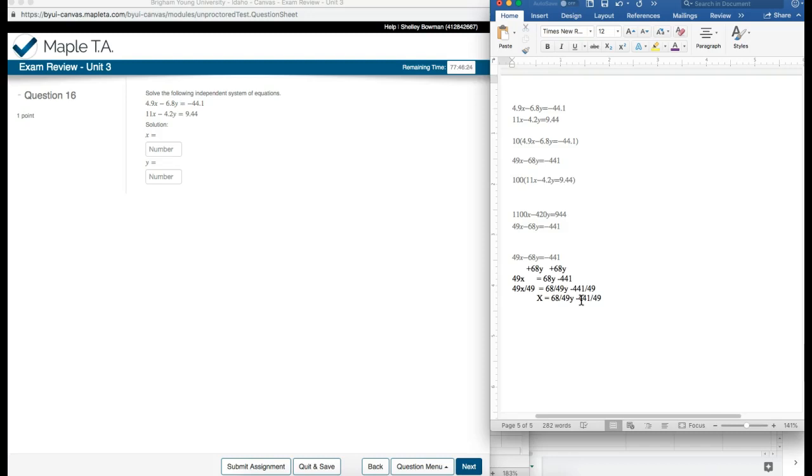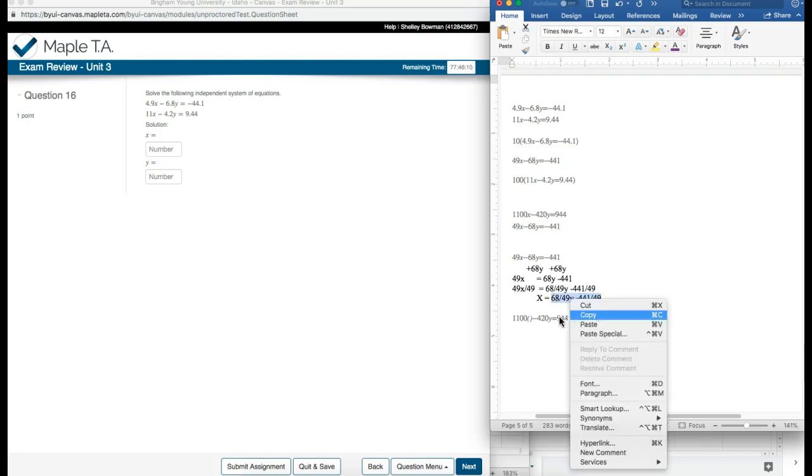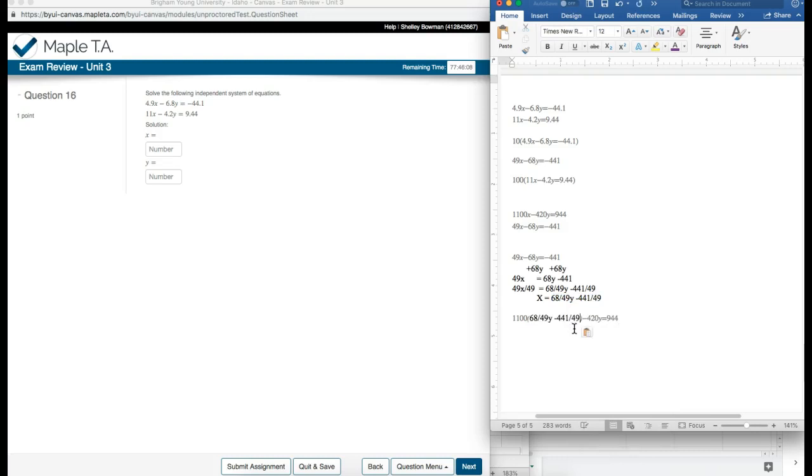Okay, so we're going to take the other equation right here and substitute what we got in for x. I'm going to take this x and put in my parentheses, and inside those parentheses goes all of this. We'll paste that in there. Then we're going to multiply in our 1,100 to both of these here.